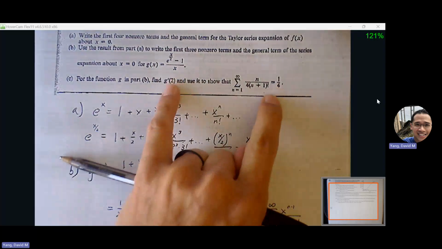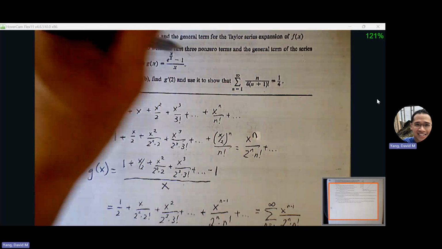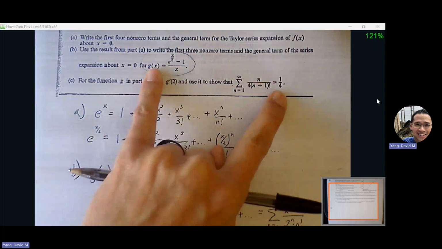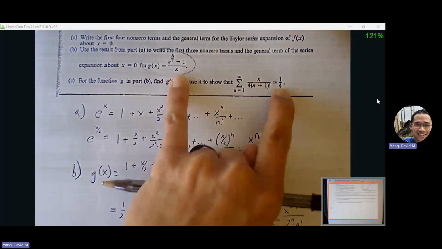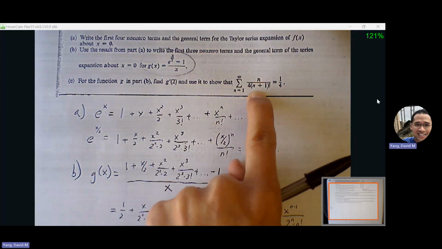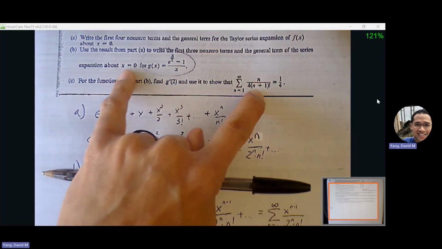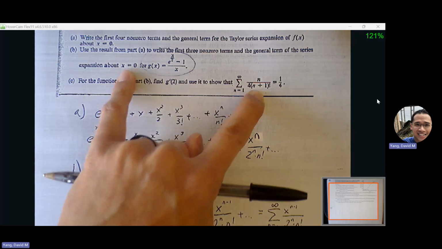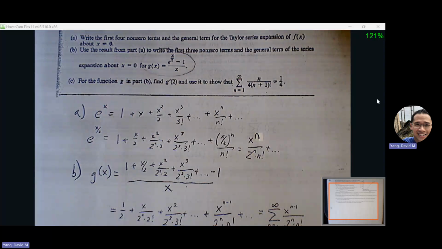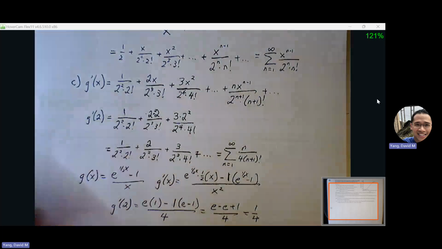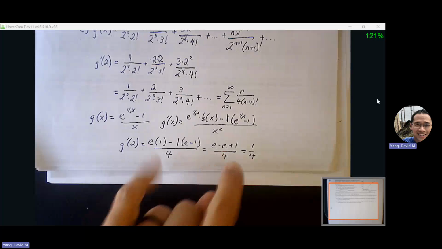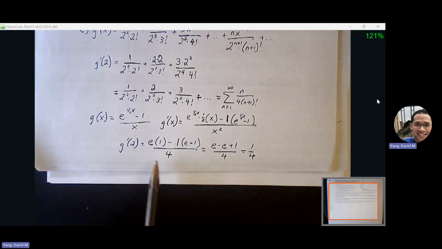And now they want us to show that g prime of 2 is equal to 1/4. And if we just rely on our derivative rules, we can just show that g prime of 2 is equal to 1/4. If we go through quotient rule and plug in, we can show that's equal to 1/4. So this n over 4 n plus 1 factorial, we can match it up with what we found with our Taylor series expansion. But then that 1/4 we can find using an older derivative method, which is in this case just quotient rule, quotient chain rule, and plug in the 2, and we get that 1/4.